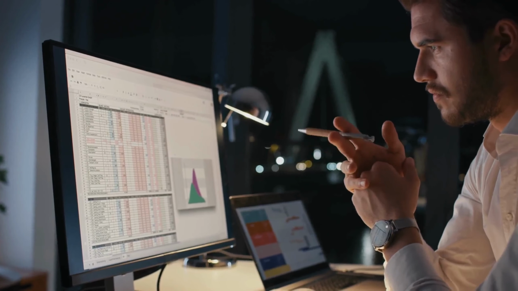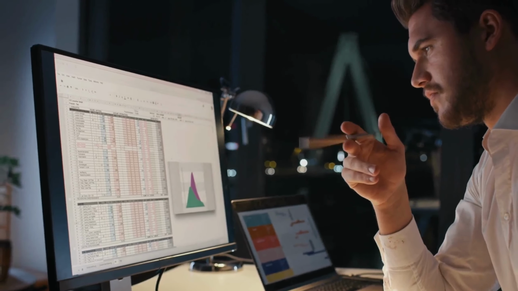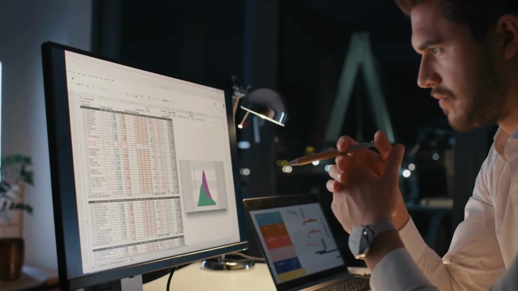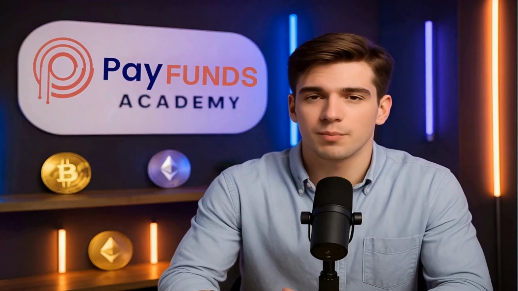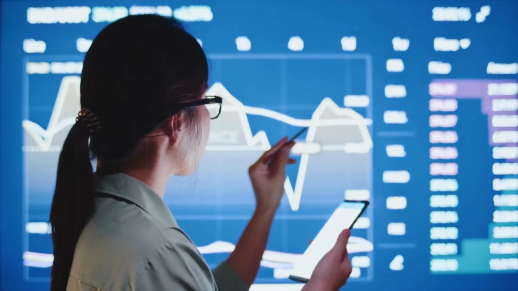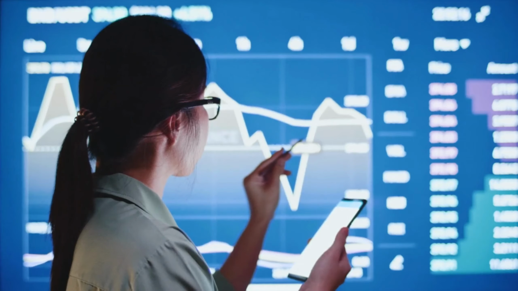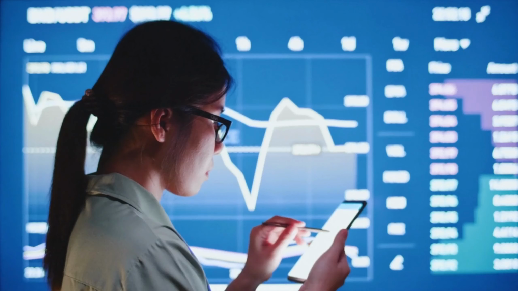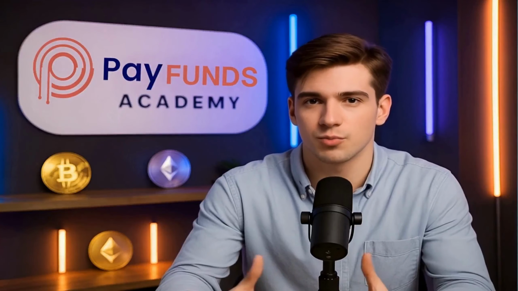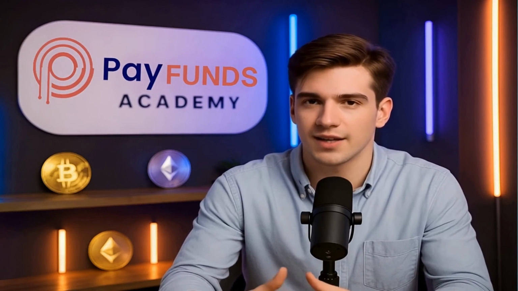In summary, RSI is a simple yet powerful tool that helps traders identify potential entry and exit points by analyzing the momentum of price movements. It is an essential part of technical analysis and can give you valuable insights if used correctly along with other tools. That was today's topic, RSI and how it works.